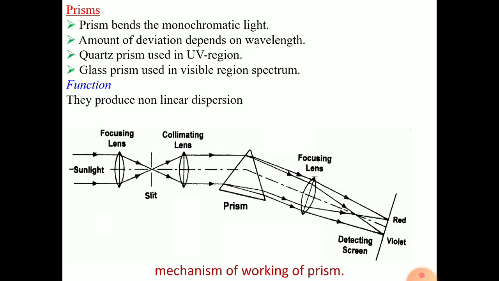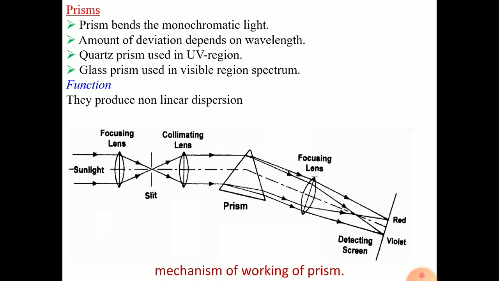Next is prisms. Generally the prisms are of two types. The bandwidth of a prism is plus or minus 1 nanometer. Generally the prisms are made up of either quartz or glass. The quartz prisms are used for the UV region. The glass prism is used for the visible region.